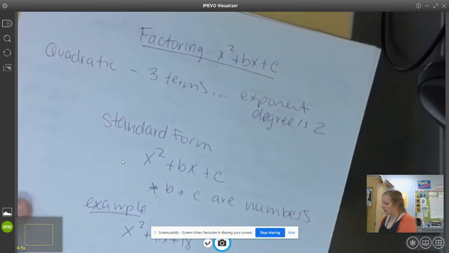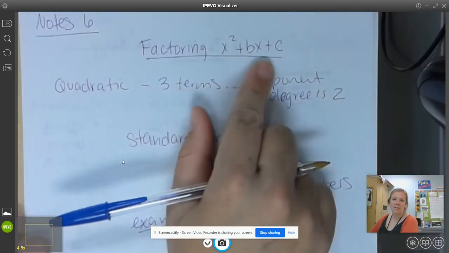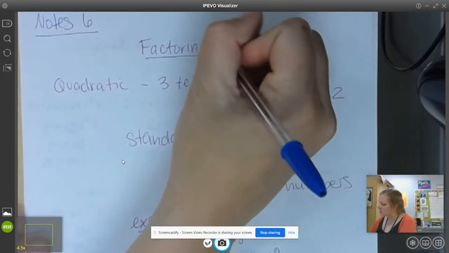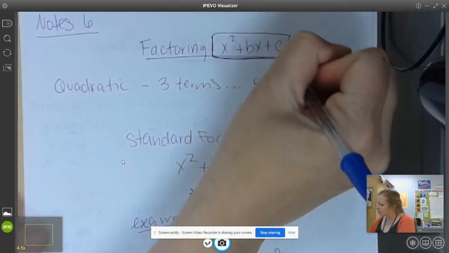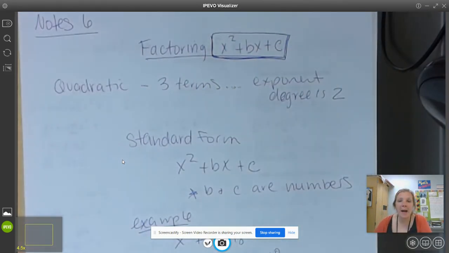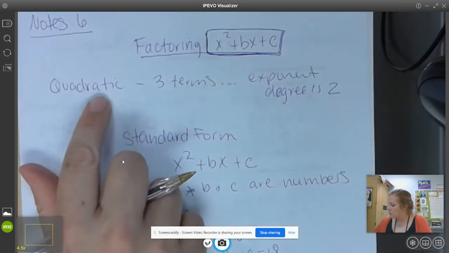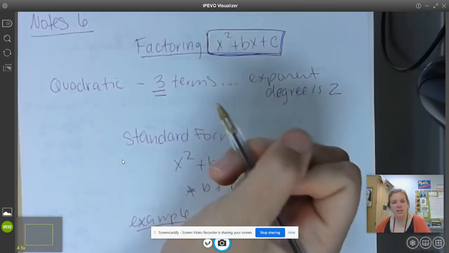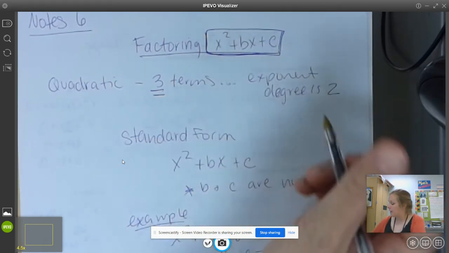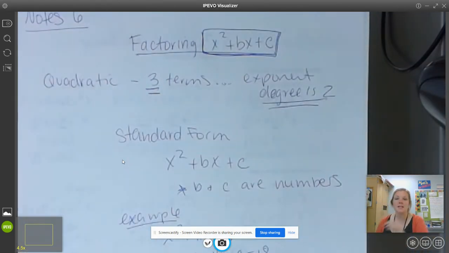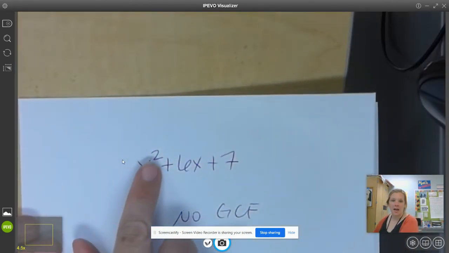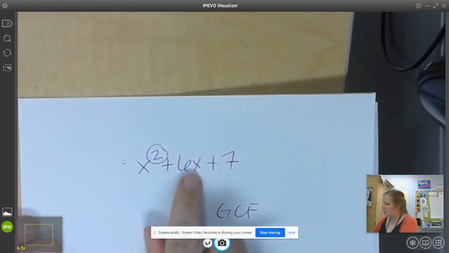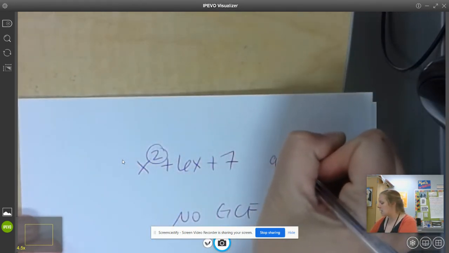These are notes 6, and we're going to factor when they're in this form, x squared plus bx plus c. So we're going to start with a little bit of background information. When I talk about these, I'm going to talk about quadratic equations or quadratic functions. Quadratic functions typically have 3 terms, and the degree is normally 2. That means my exponent is normally 2, just like this equation. If you look, the biggest exponent is 2, and it has 3 terms. So this is a quadratic.